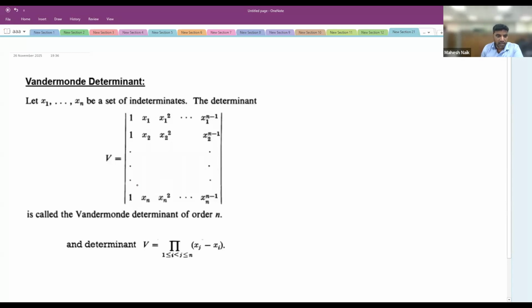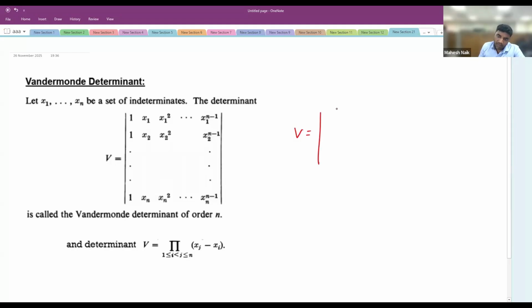It will have this structure. The first column will be of ones, then we have x1 to xn, and the powers will go on increasing, and the last power would be n minus 1. So if the order is 3, it will be the square, and so on. And we have a good expansion formula to calculate the determinant, which is the product of all (xj minus xi), where i and j are between 1 and n.